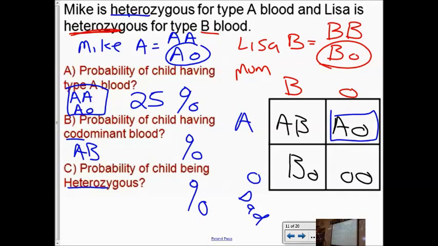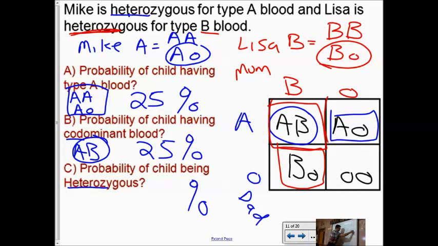Good. Okay, the next one, codominant blood. It's the only one that has 2 capital letters together that are fighting, that are different. And that would be this one here. AB. So 1 out of 4 again is 25%. So far, you're 100%. What was your last prediction? 75. Yep. Heterozygous. Okay, so here we're looking for a mix. Mix, mix, mix. That's not a mix. Those are the same. So is he right? Yeah. 75%. Okay? Erase your board.